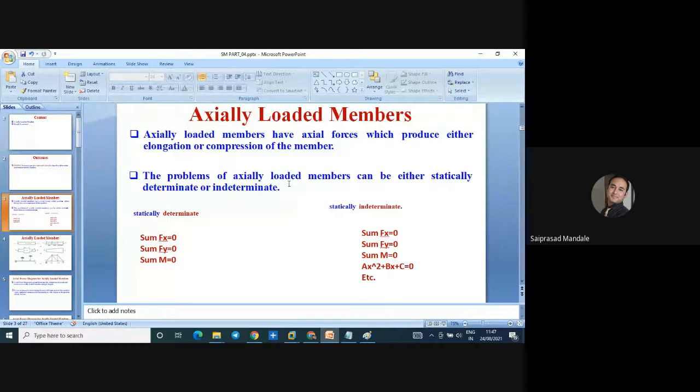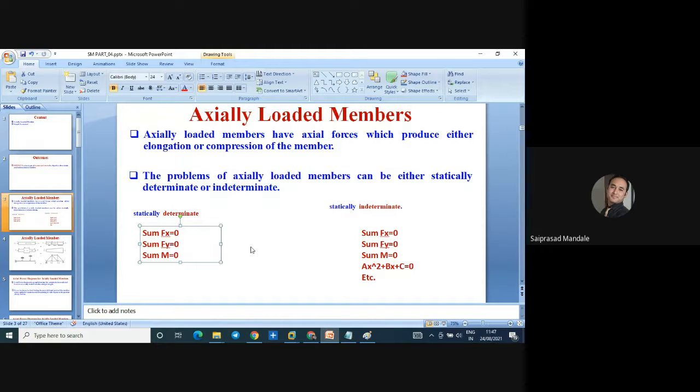The problems of axially loaded members can either be statically determinate or indeterminate. So what is statically determinate and what is statically indeterminate, that we have to see. A statically determinate member has to fulfill the requirement of summation of Fx equals 0, summation of Fy equals 0, and summation of moment about M equals 0. This is the condition of equilibrium.